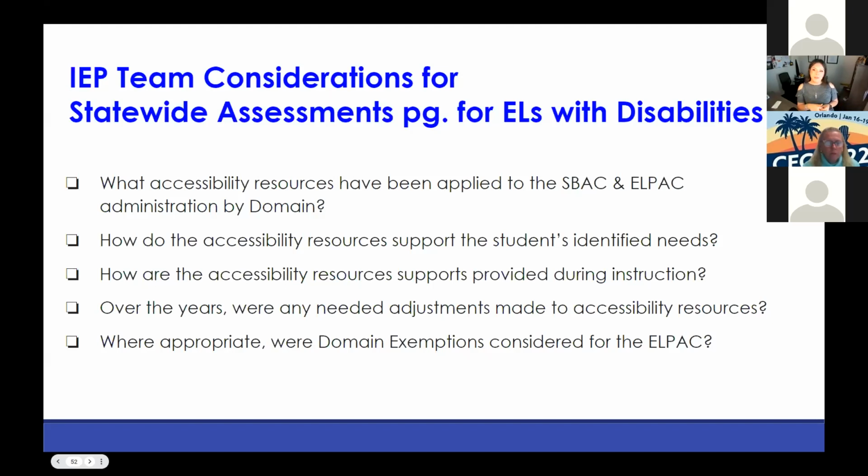Where appropriate, were these domain exemptions considered for the LPAC as they relate to those written or oral language composites? And is that documented in the IEP? So those are key considerations as they relate to statewide assessments for dually identified students. Next slide.